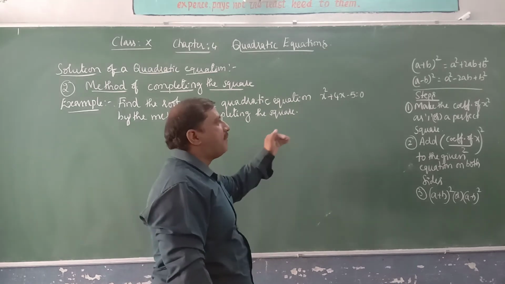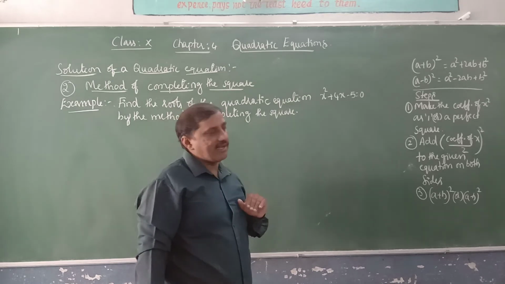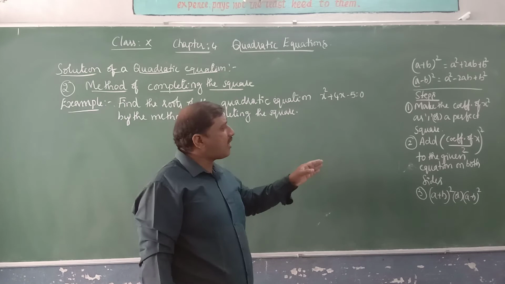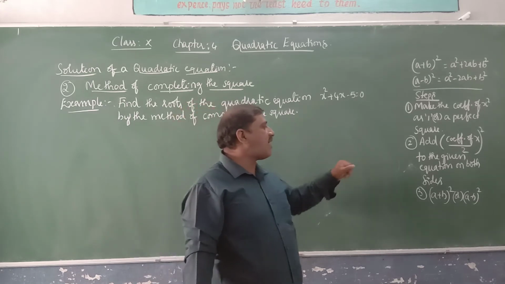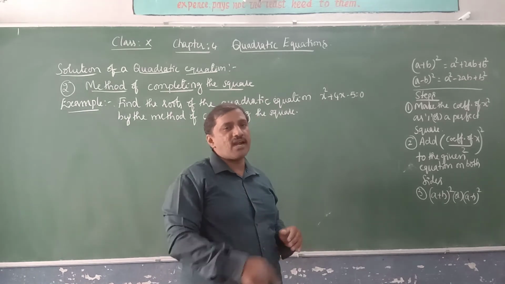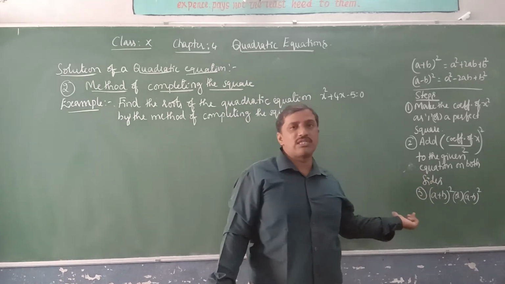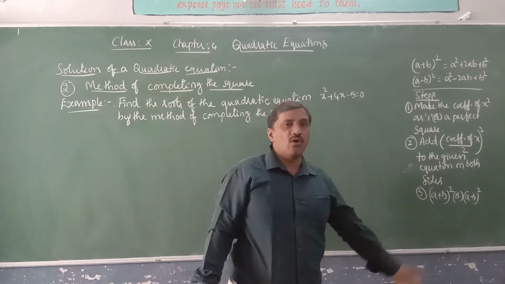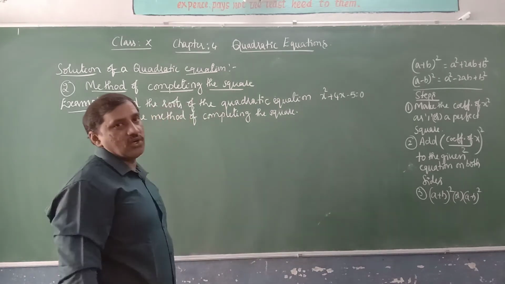First step is to make the coefficient of x square as 1 or a perfect square. Add (coefficient of x by 2) whole square to the given equation on both the sides. After adding, then by transposing, we will get the given equation in the form of (a plus b) whole square or (a minus b) whole square. In that form, we will change. After simplifying that, we will get the solutions.